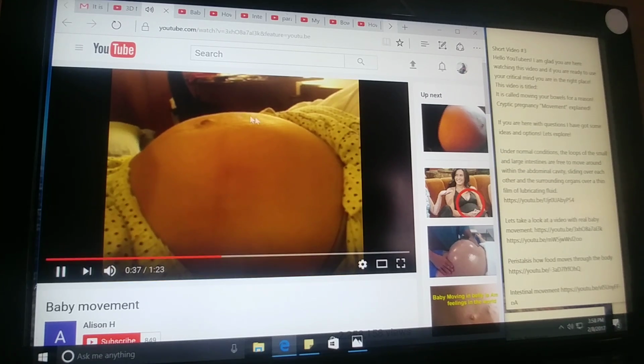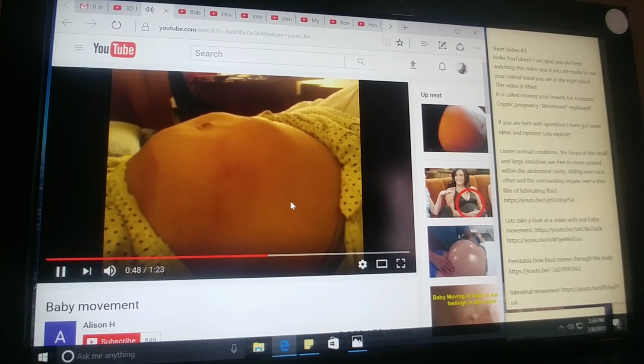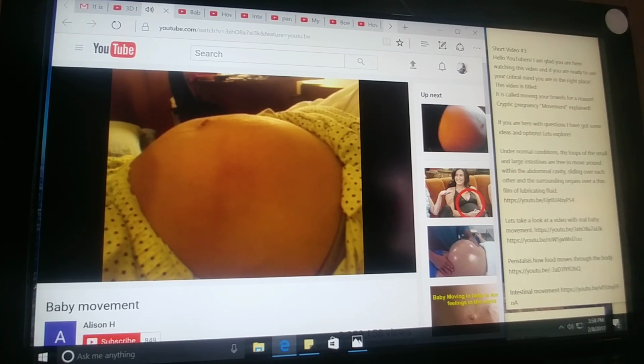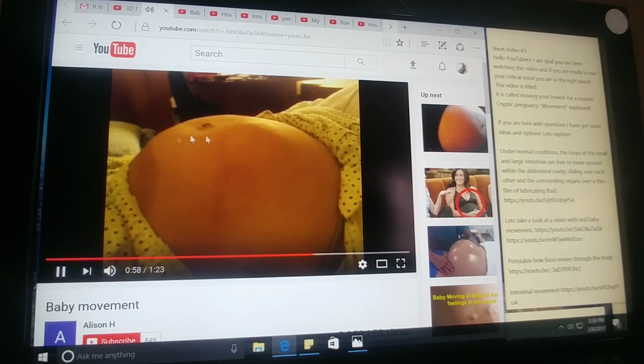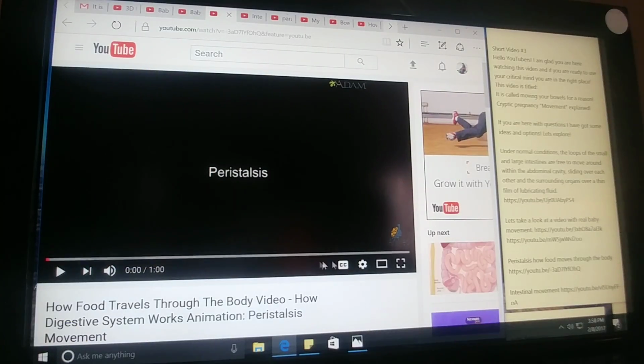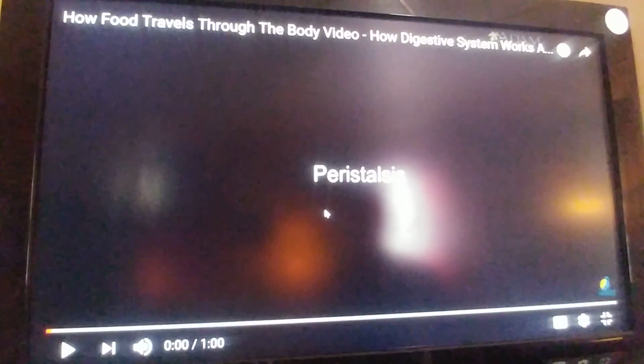Now this woman's obviously probably into her 7th month of pregnancy, 7th or 8th month, so she's pretty far along. The baby is pretty big. However, you are able to feel movement around 18 to 22 weeks pregnant. And it looks quite different than that of intestinal movement. So let's go ahead and listen to peristalsis.